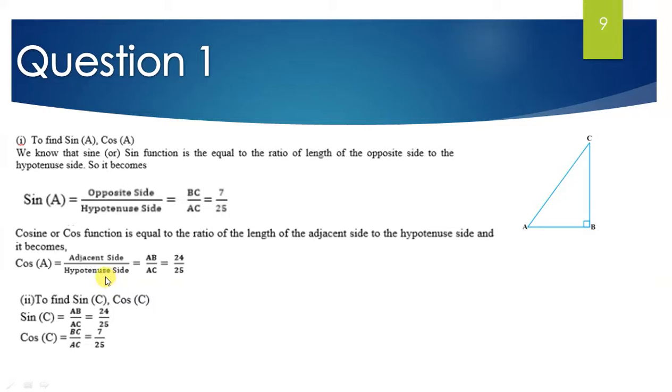Similarly, I can find cos A also, side adjacent to angle A divided by hypotenuse, which is equal to 24 by 25. Now this we have calculated corresponding to angle A. Similarly, we can calculate corresponding to angle C also. The only difference is for angle C, the side opposite will be AB and the side adjacent will be BC. So here we can easily find sin C and cos C. Right, I hope this question is clear to everyone.